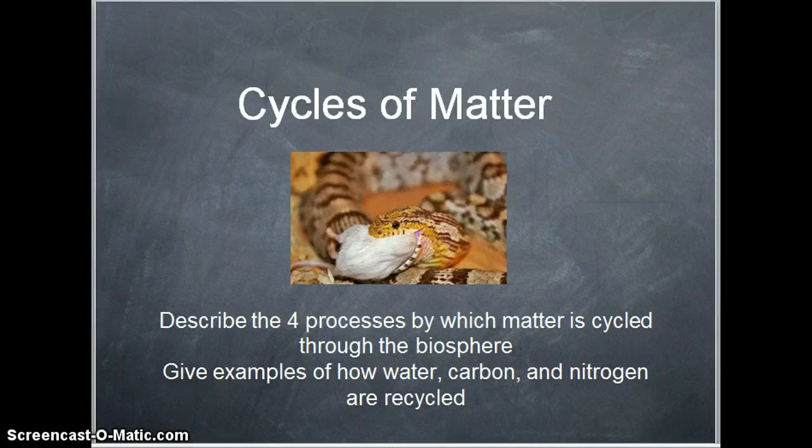When a snake eats a mouse, it's consuming not only the energy that it contains, but the materials as well. Some of these materials the snake will use in its own body, and others are disposed of as waste. Several types of materials are recycled in the biosphere, since matter cannot be created or destroyed. We'll take a look at how water, carbon, and nitrogen cycle through the biosphere.